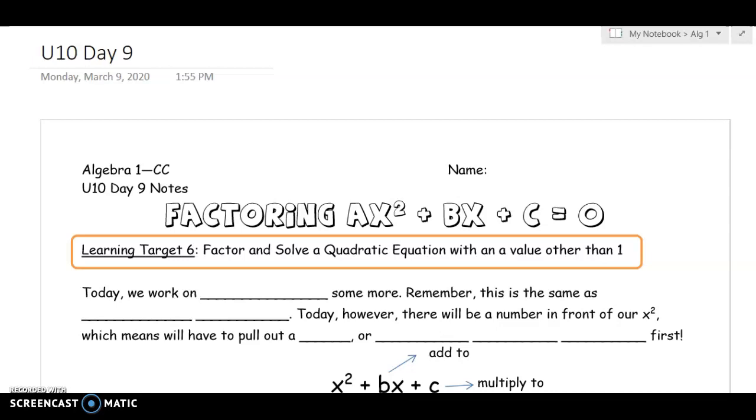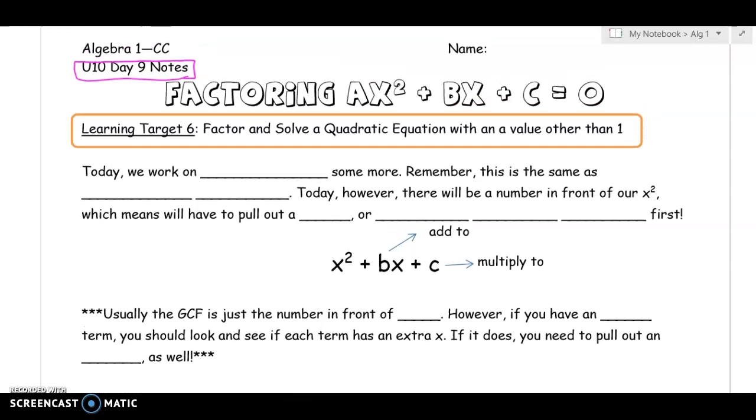Algebra, we are continuing on with factoring, and we are on the Unit 10 Day 9 notes. Again, you can find the notes in Canvas if you need to print off a new copy. You should have had these packets well before spring break, or you can just do them on your own paper, your choice. Today we work on factoring some more.